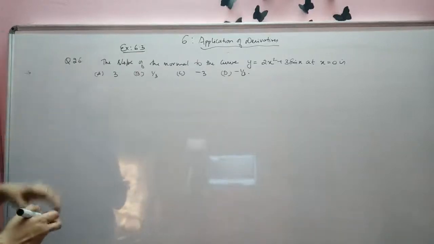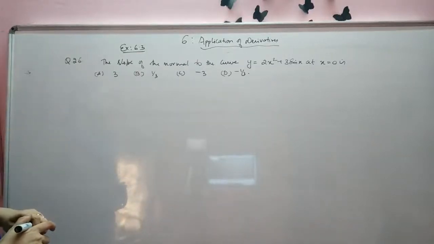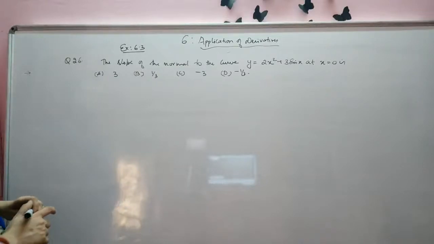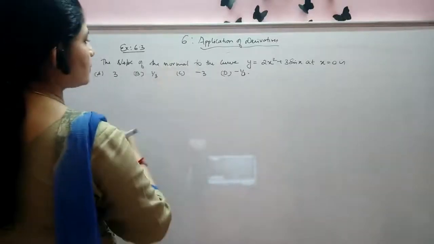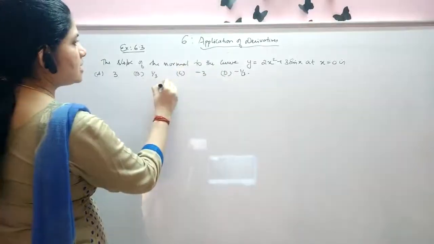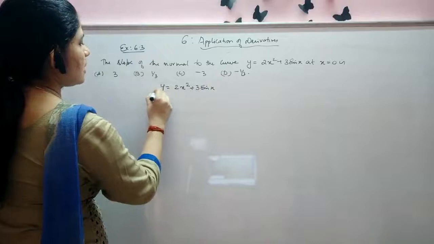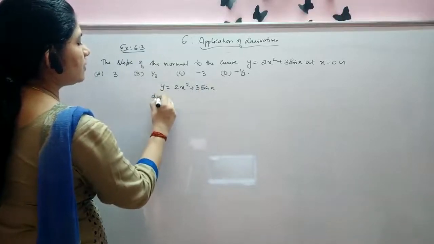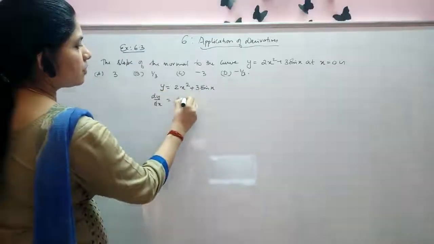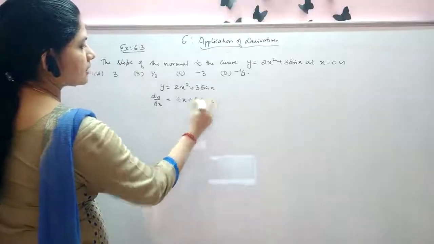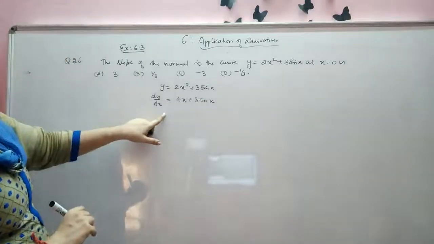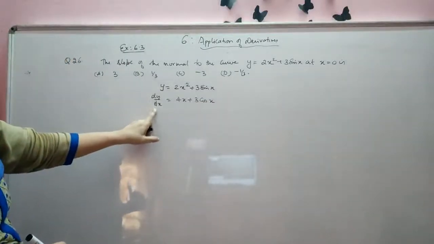The question is, the slope of the normal to the curve y equal to 2x square plus 3 sin x at x equal to 0 is. Slope of the normal you have to find out. First we will find out what is slope of tangent. So y is equal to 2x square plus 3 sin x. After differentiating will give you dy by dx is equal to 4x plus 3 cos x. Right? Now this is the slope of the tangent.